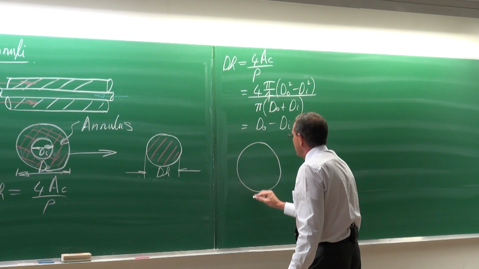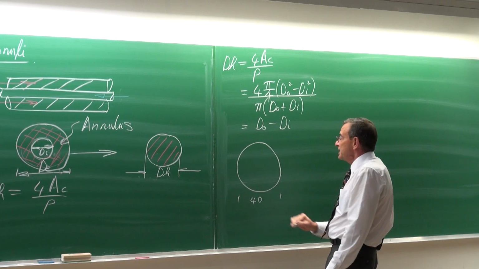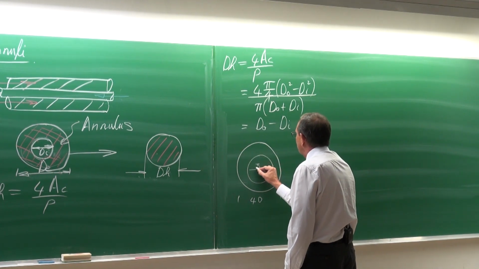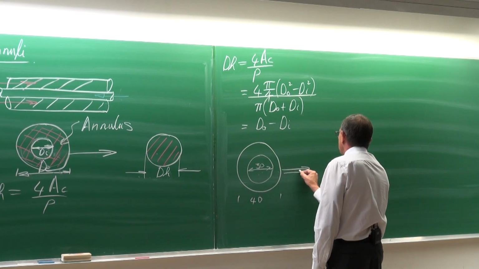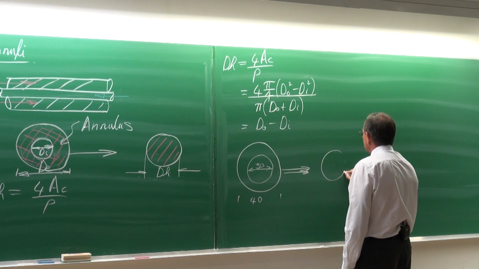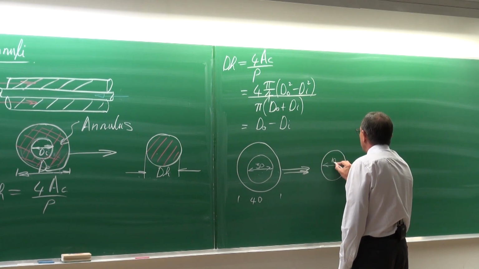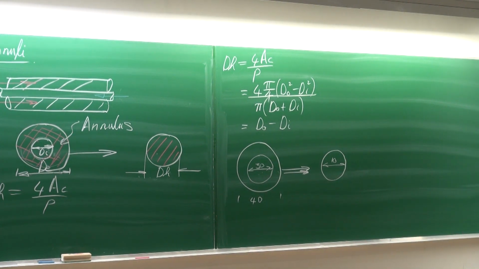As an example, if you have an outer tube with a diameter of 40, and another tube inside with a diameter of 30, then that is equivalent to a tube with a diameter of 10 millimeters. Just the difference in the two diameters.